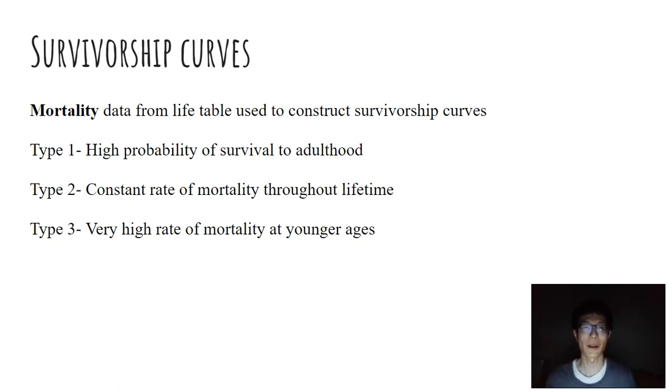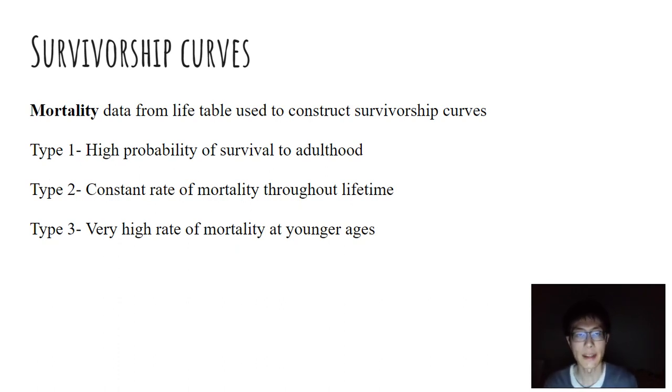So survivorship curves can be derived from data in life tables. And there are 3 different types. You have type 1, which is high probability of survival to adulthood. Type 2, which is constant rate of mortality throughout the lifetime of the organism. And then lastly, type 3, which is a very high rate of mortality at younger ages. But then that mortality kind of tapers out and plateaus.